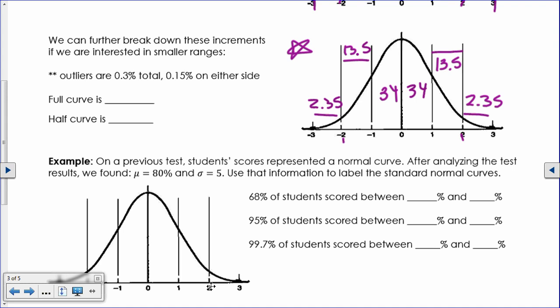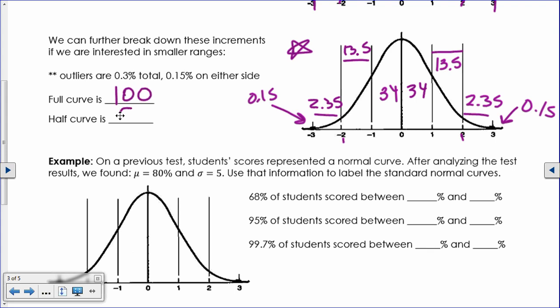You remember this? Then we have the outliers, right? The outliers are 0.3%, which means that this little snippet right here is 0.15, and this little snippet is also 0.15. Add that to your picture. Beyond -3 and 3, those are 0.15 on either side. What do you guys think the full curve is? 100%? Half the curve?